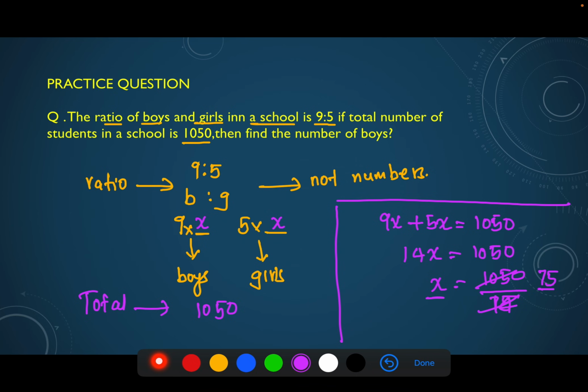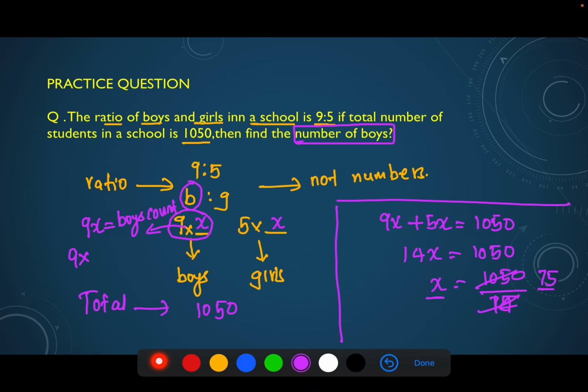So what is this 75? It is x. What did the question ask? The question asked the number of boys. So for number of boys, what we have to do? We have to substitute. We have to take boys here, and we have to keep x value here. That means 9x is equals to boys count.